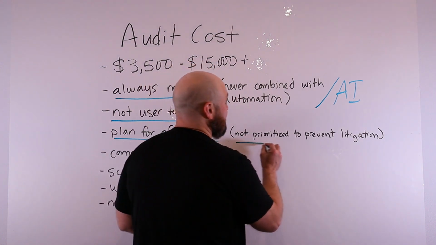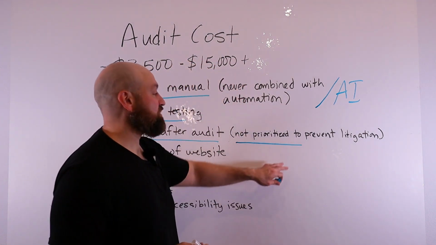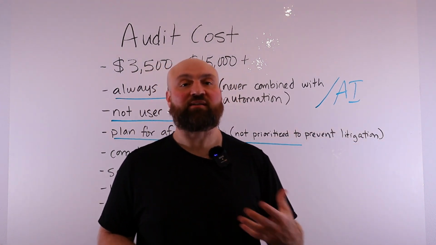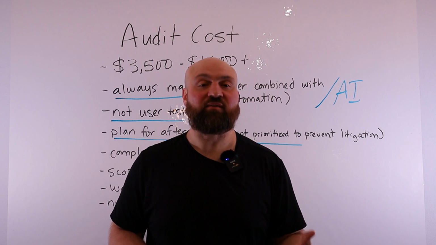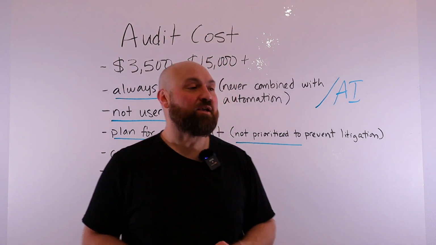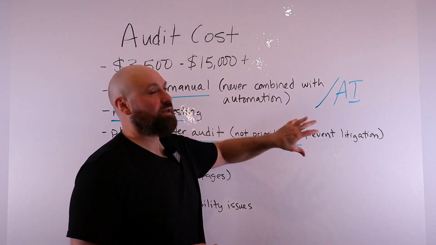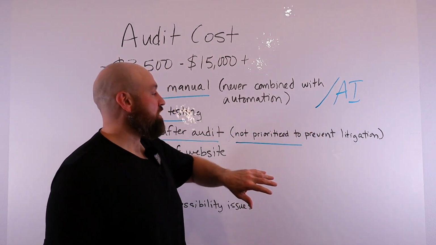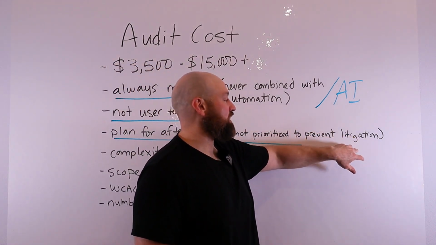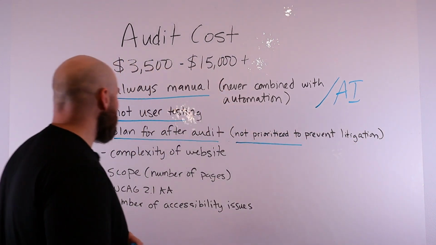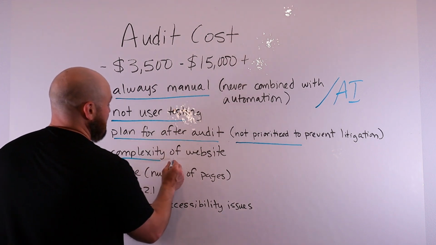One important note is that the audit is not going to be prioritized to prevent litigation. This is very important because so many people are now investing in website accessibility because of compliance reasons. They don't want to get sued again. So it's important to know that even if you get back this audit, you still have to be organized in how you approach these accessibility issues, because the way you approach the audit is very much going to affect your exposure to litigation. You also need to consider the complexity of your website.